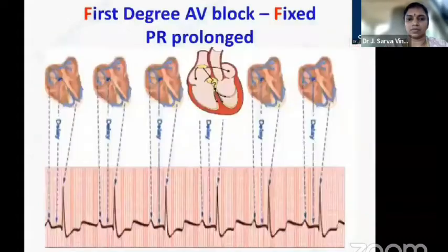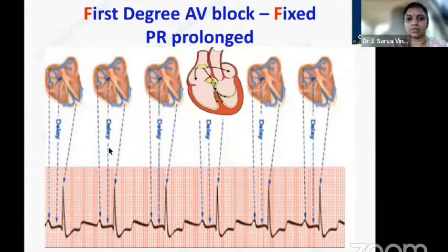In first degree AV block, the intrinsic AV nodal delay, which is physiological, becomes pathological, so that there's a further increase in the delay. So the PR interval is prolonged and it is constant throughout each beat. So that is the first degree AV block, which is a fixed PR prolongation.